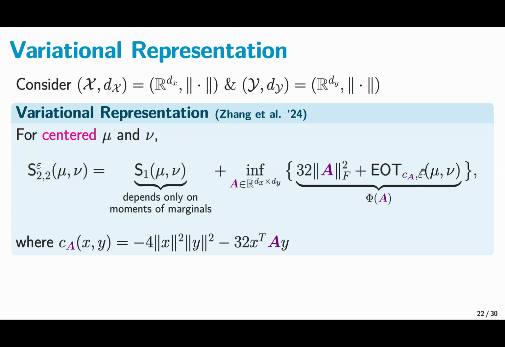The second term has this EOT cost, but the cost function for the EOT problem depends on an auxiliary matrix A, and we need to minimize this EOT cost that depends on A, subject to this penalization, over the entire matrix space. So this is nice, but we still need to minimize the second term, which is highly non-trivial because the EOT cost depends on matrix A in a rather complicated way. Matrix A appears in the cost, but the EOT cost is obtained by minimizing the objective over all couplings for mu and nu. So the dependence of the EOT cost on the matrix A is quite complicated, and it's not clear at all how we can minimize the second function.